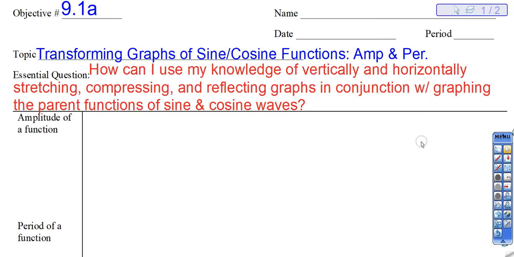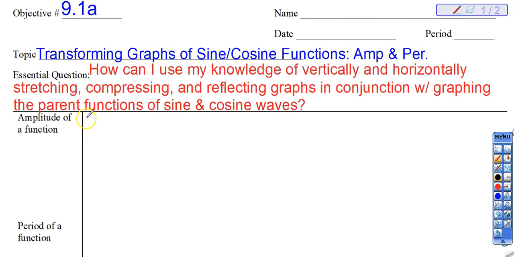Okay? And so let's start off with some vocabulary. Really important when we're talking about trig, we always have really specific terminology that lends itself to trigonometry. So amplitude is something that we tend to associate with waves.